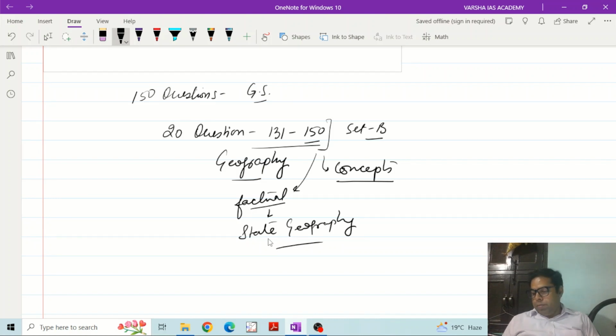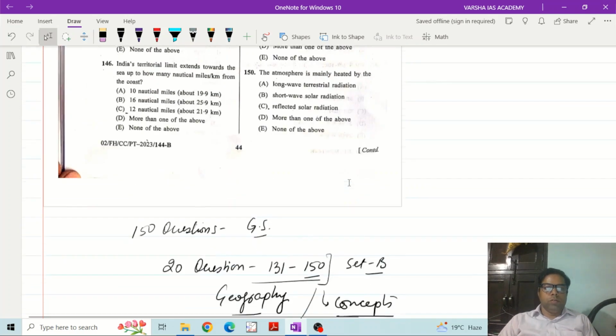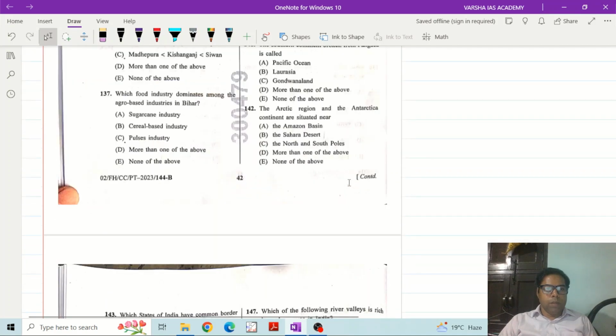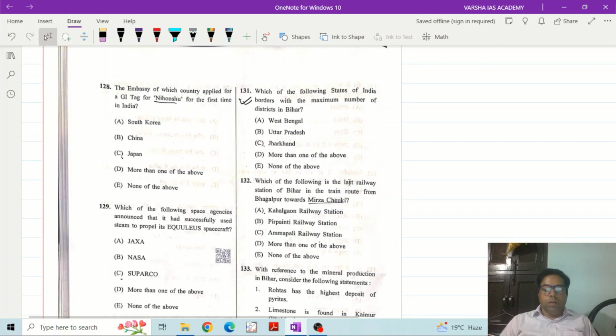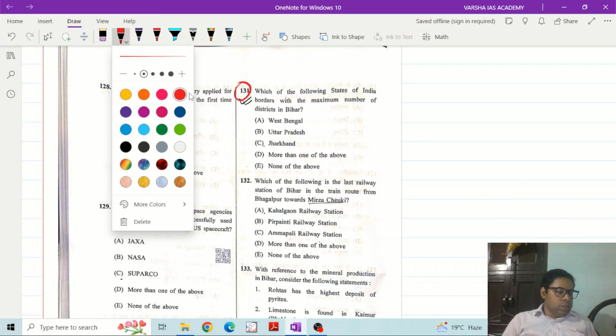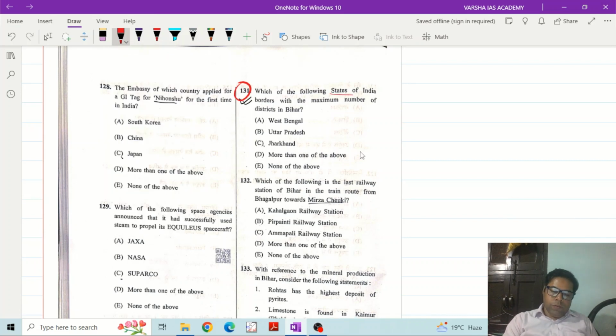So let us discuss the BPSC Prelims examination questions held on 12 February. I have already copied the paper. This is from 131 to 150. Question number 131: which of the following states of India border with the maximum number of districts of Bihar?